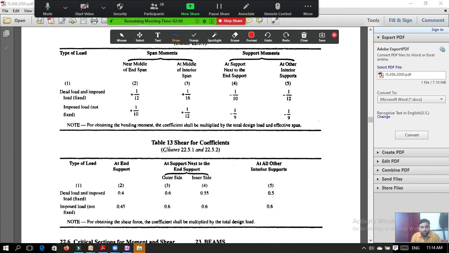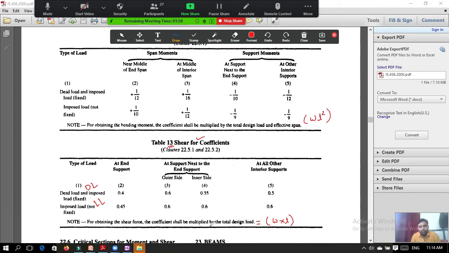Now we have the shear coefficient. For the shear we need to use table number 13. So again the same thing is there. This is dead load. Here it is live load. And here they have said that for obtaining the shear force the coefficient shall be multiplied by the design load. So our design load is nothing but W into L. W into L is the design load, and the bending moment is nothing but W into L square.